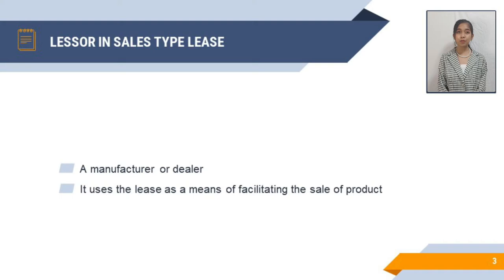So first, what is the lessor in a sales type lease? In a sales type lease, the lessor is a manufacturer or a dealer. It uses the lease as the means of facilitating the sale of a product. The accounting for a sales type lease exhibits many similarities to that for a direct financing lease. However, a sales type lease involves the recognition of a manufacturer or dealer profit on the transfer of the asset to the lessee, in addition to the recognition of interest income.